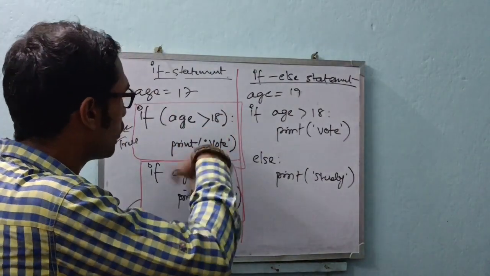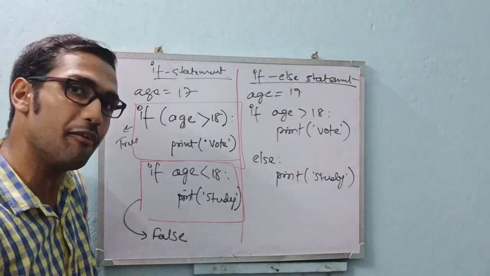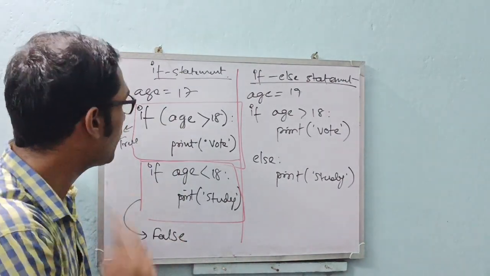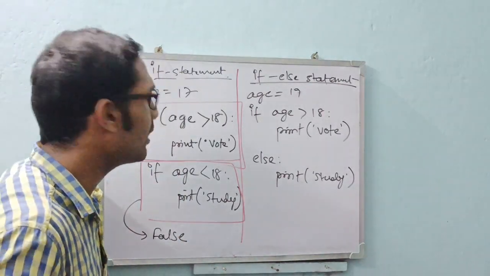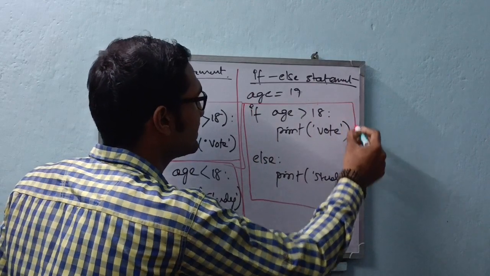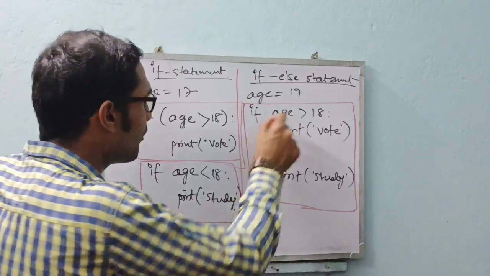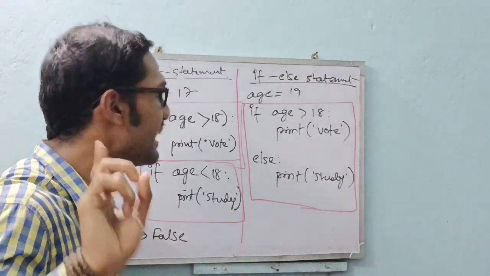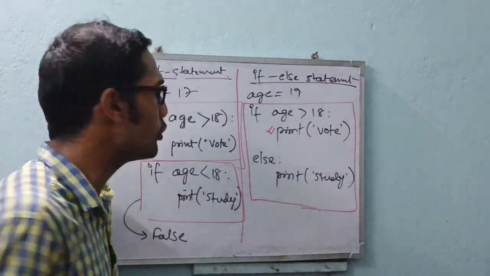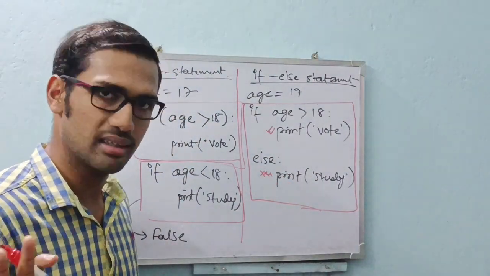So in this particular case we have two independent if statements. So this one is one, this is another one. What is happening in this particular case is that, as a whole, this is one statement. Now what would happen if the age is greater than 18? Then this portion will get executed and this one will simply get ignored. Simple.